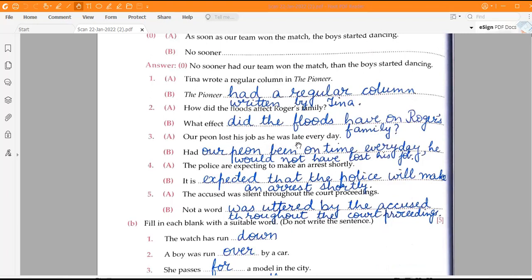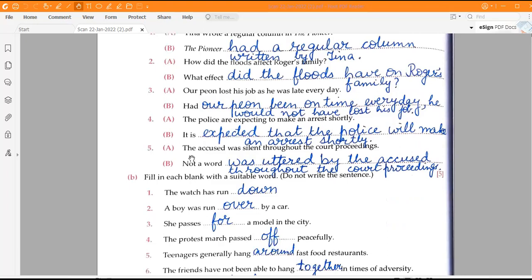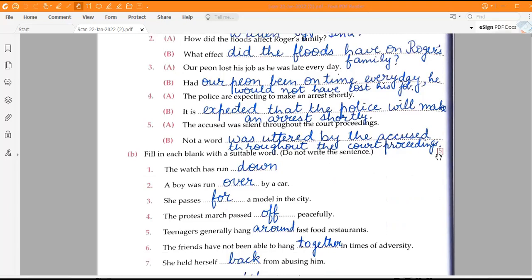Arpune lost his job as he was late every day. Had Arpune been on time every day, comma, he would not have lost his job. The police are expecting to make an arrest shortly. It is expected that the police will make an arrest shortly. Fifth one. The accused was silent throughout the court proceedings. Not a word was uttered by the accused throughout the court proceedings.